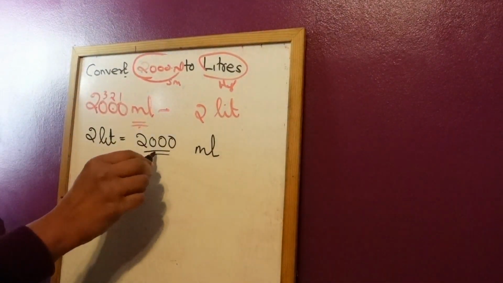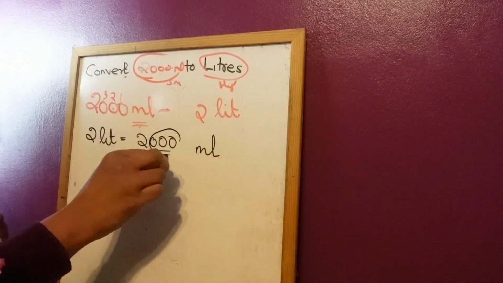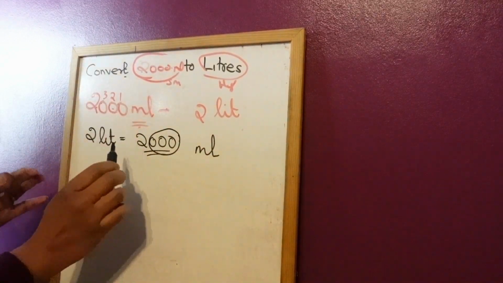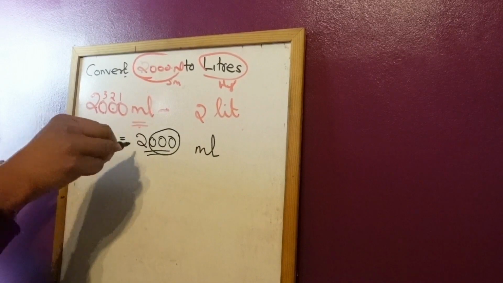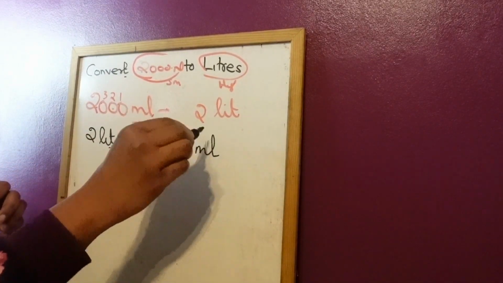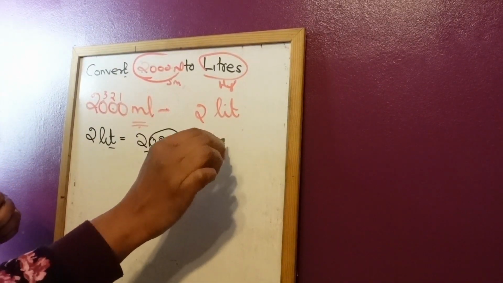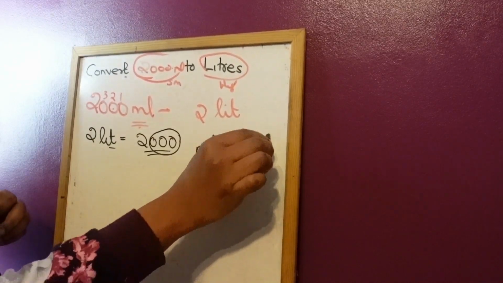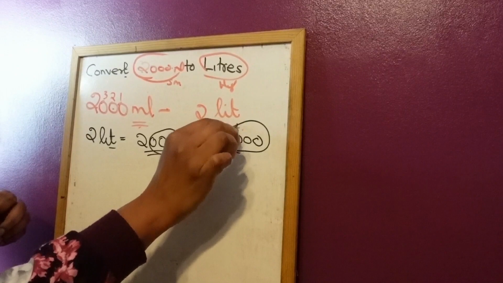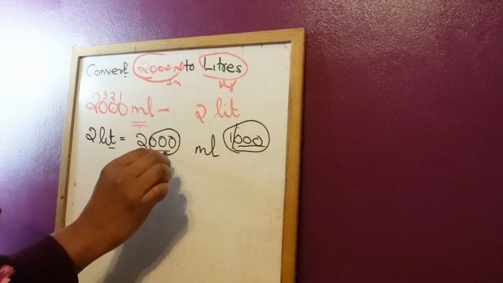You know why we are placing these 3 zeros? Because if you want to convert the higher amount to the smaller amount, you always multiply or divide by 1000. From that 1000 we got those 3 zeros. That's why I place them.